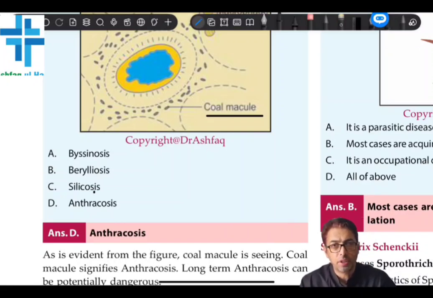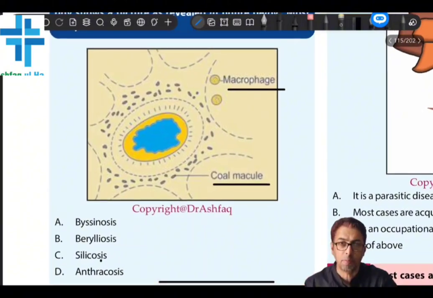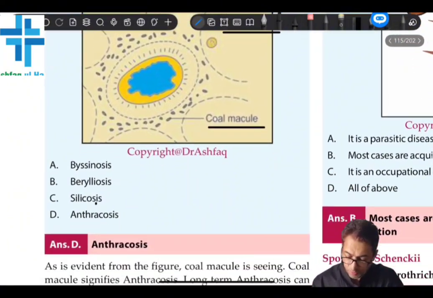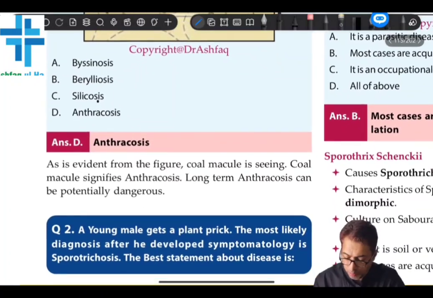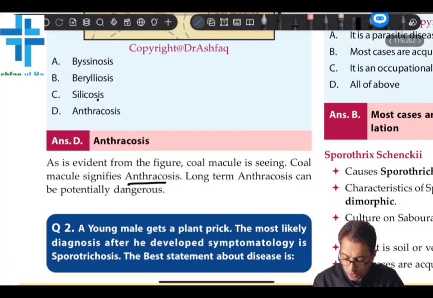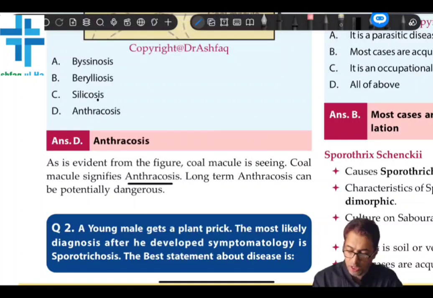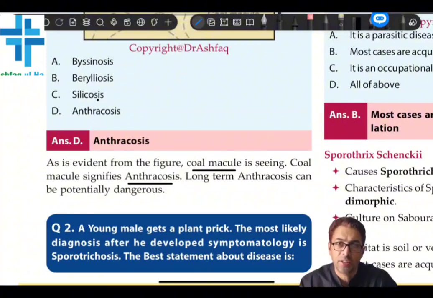So we have a figure which shows a macrophage and a coal macule, and the answer has to be anthracosis. We know people who work in the coal industry have a lot of accumulation of coal over a period of years, and then there is this disease, anthracosis, because the coal macule is a feature seen in anthracosis.